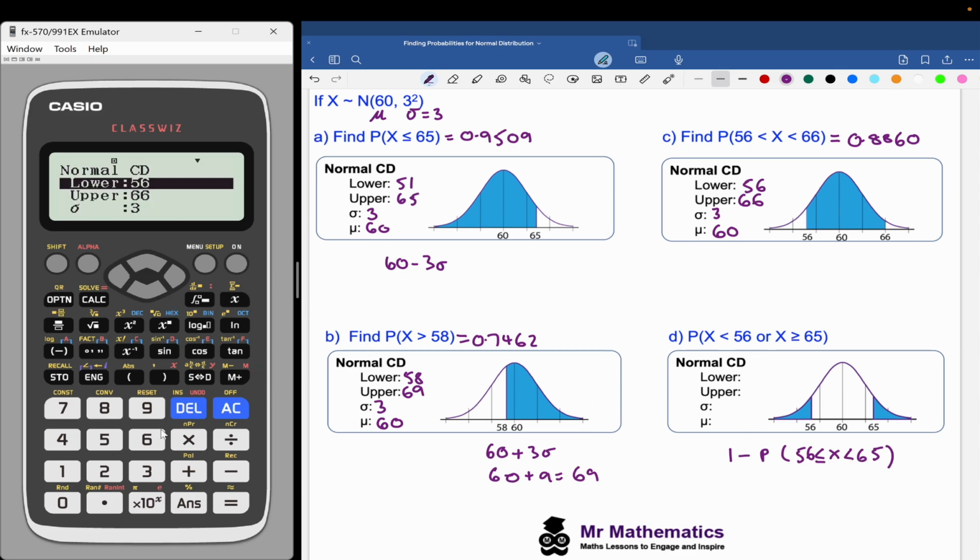So we'll say the lower is 56, the upper is 65, keeping sigma and mu the same. Then we get 1 minus 0.8610. Then we can go back to menu. We'll press 1 for calculator. Then we'll have 1 minus this answer. And this will give us 0.1390.